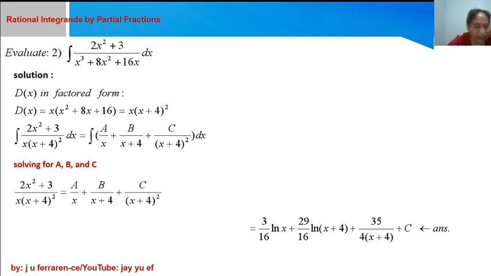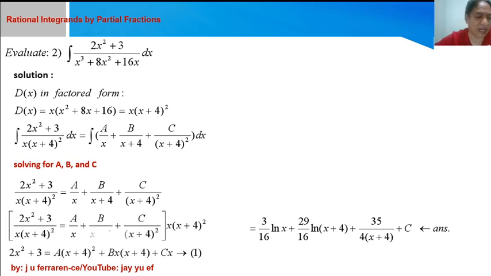Okay. So, reducing to a polynomial equation, I can multiply that with the LCD. My LCD is x times the square of x plus 4. Distribute, so there is 2x squared plus 3, which is equal to a times the quantity x plus 4 squared. Then plus b, you distribute, so there's still x, but I can reduce the x plus 4 squared, so that becomes x plus 4. Then the last term is c times x after removing the square of x plus 4. So, this is now my equation 1 that is formed.